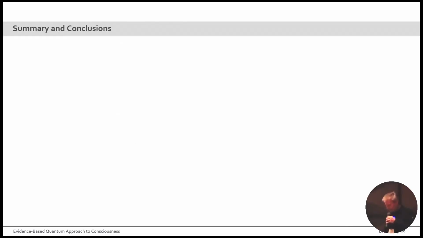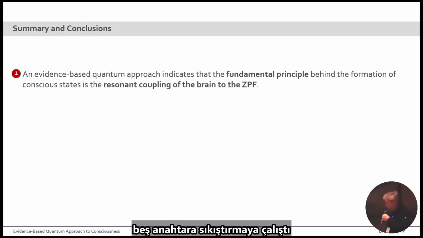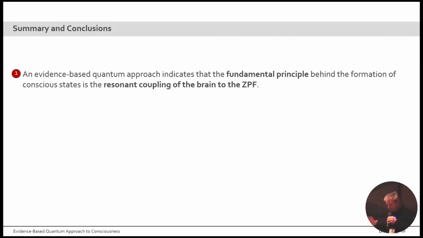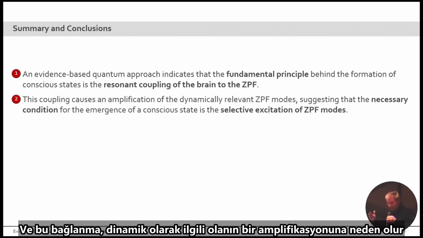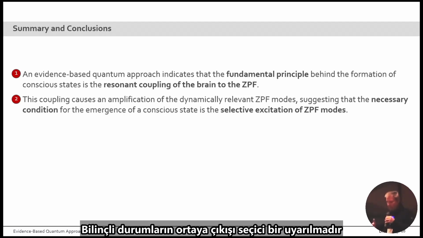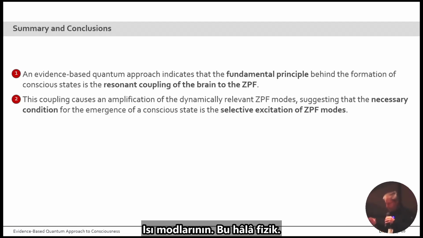So let me come to the last slide and the conclusions, which I tried to condense into 5 key take-home statements. Number 1, that's physics. An evidence-based quantum approach indicates that the fundamental principle behind the formation of conscious states is a resonant coupling of the brain to the zero-point field. And this coupling causes an amplification of the dynamically relevant modes in this field, suggesting that the necessary condition for the emergence of conscious states is a selective excitation of field modes. So this is still physics.